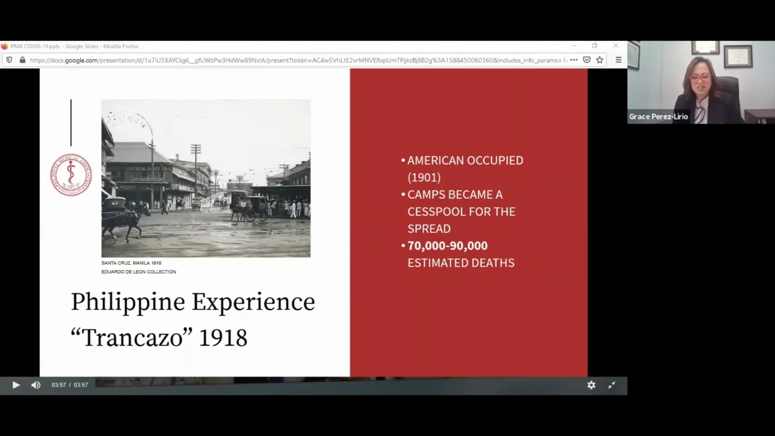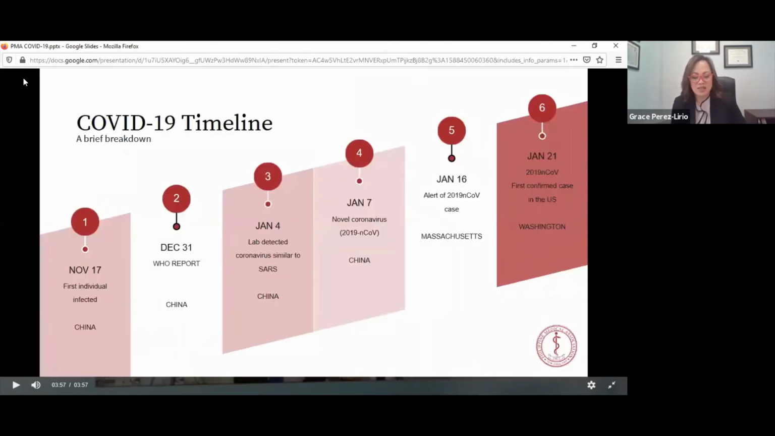But there was really a concentration of cases among people who worked at Manila's ports, where all these servicemen were arriving. So we thought that it was imported. But the Filipinos did really just embrace the trancazo as its own. And in the meantime, these servicemen continued to train Filipino officers in centers, such that military training camps became a cesspool for the spread of infection. Like I said earlier, about 70 to 90,000 estimated deaths by the end of the Spanish flu in the Philippines. So fast forward 100 years later, here we are today, the COVID-19 pandemic.